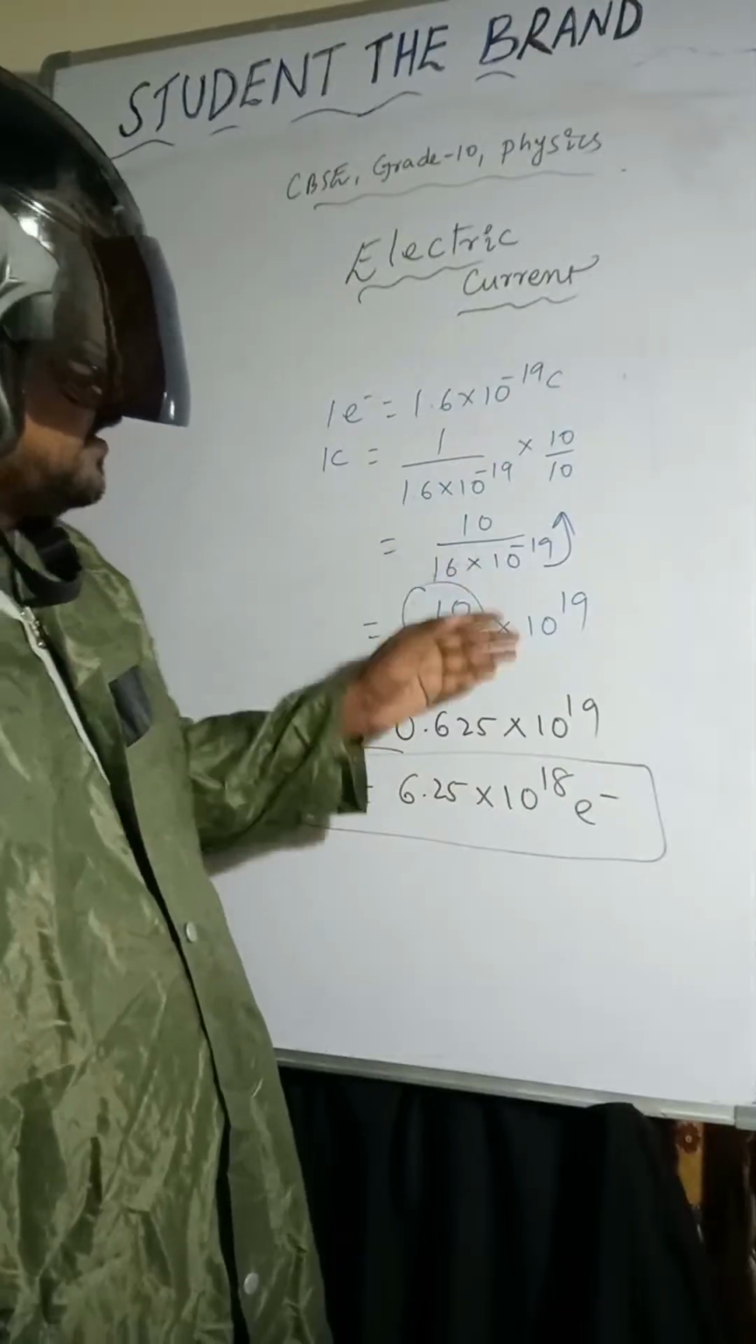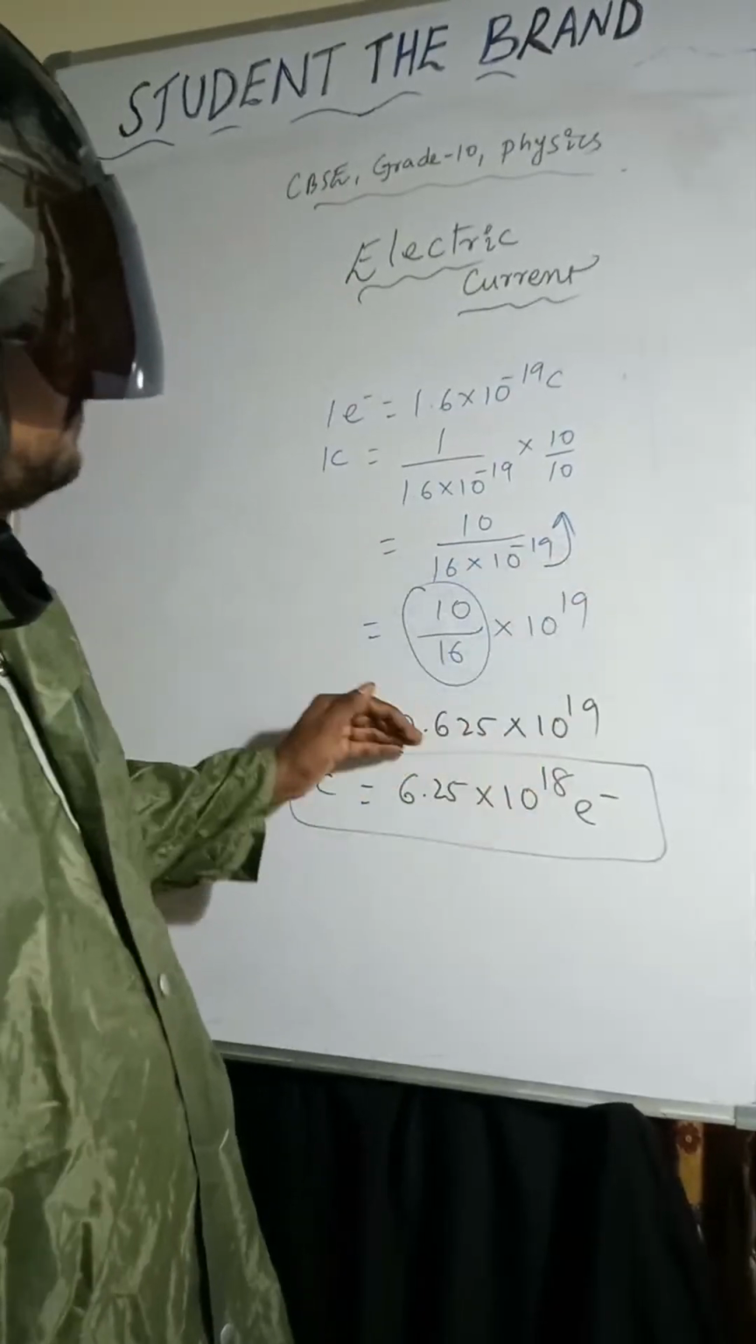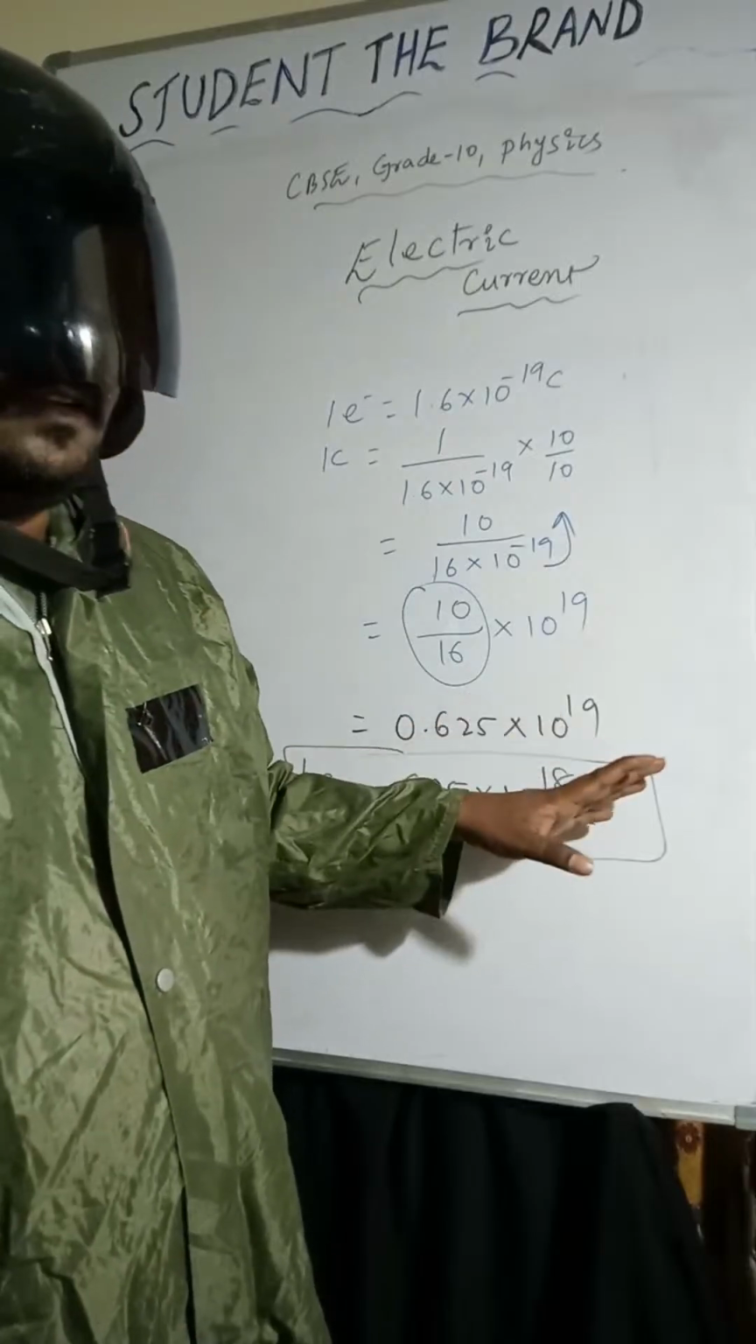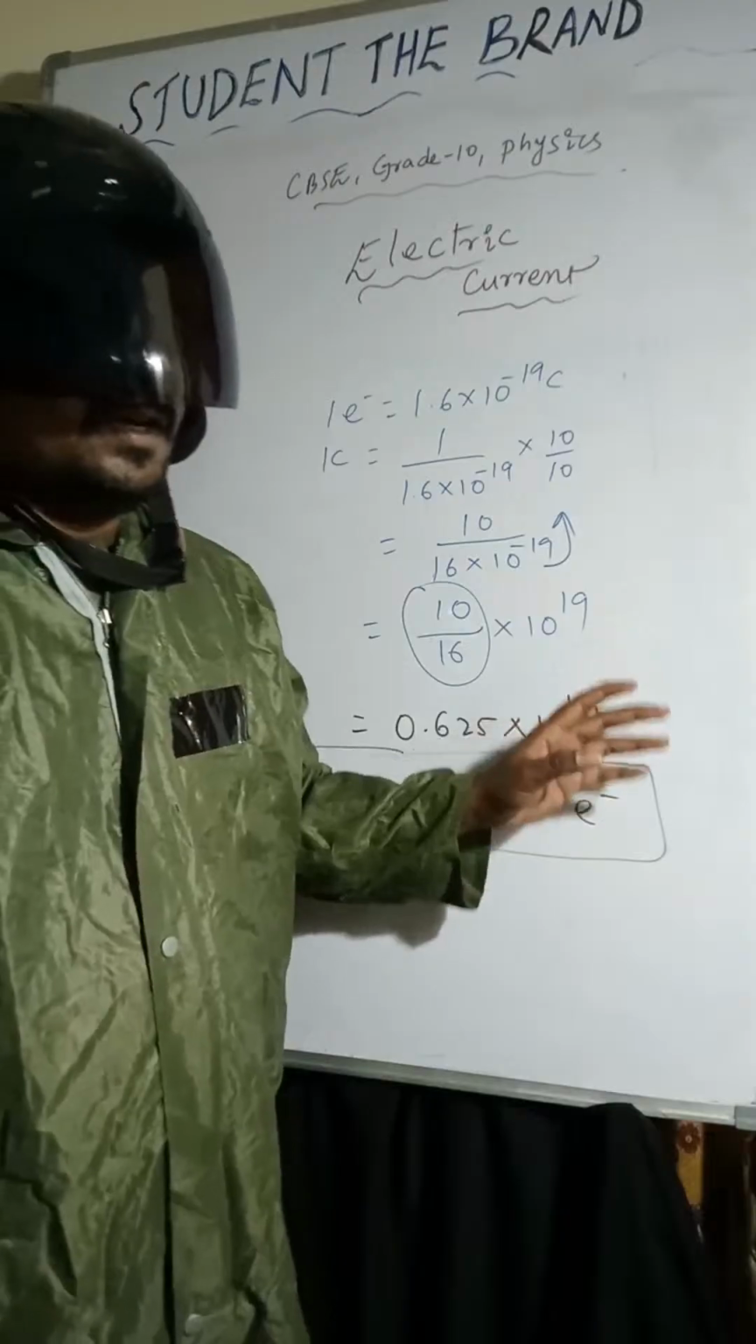10 by 16 is 0.625 into 10 power 19. So in 1 coulomb, 6.25 into 10 power 18 electrons are present. Okay, so I hope it is very clear.